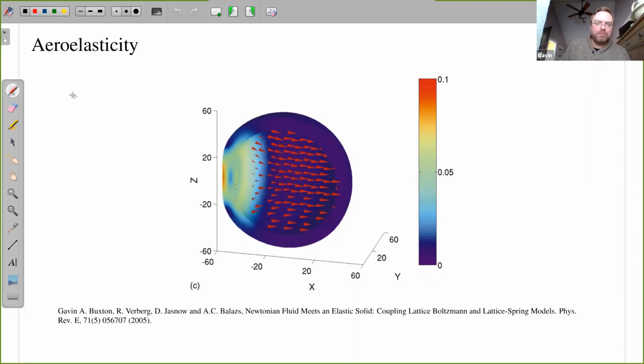These simulations are typically done with finite element method, which can be really computationally expensive. Using these lattice models, they're much easier to use, and they're much faster.